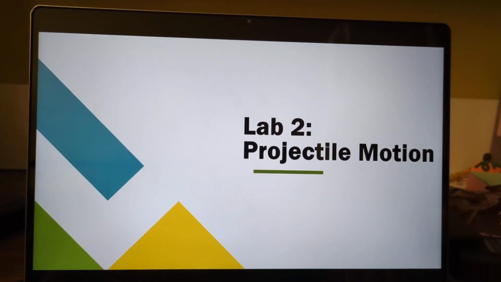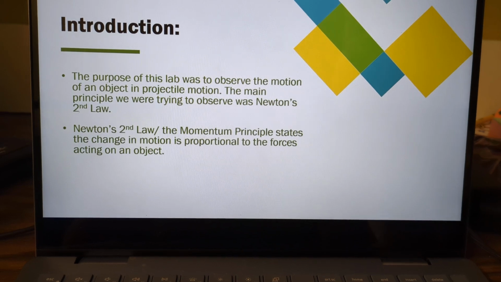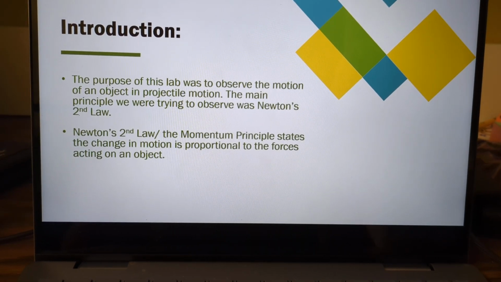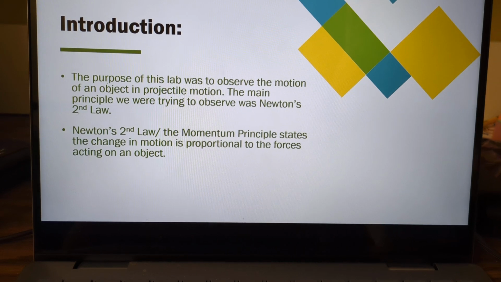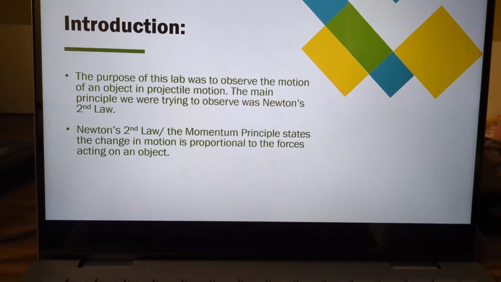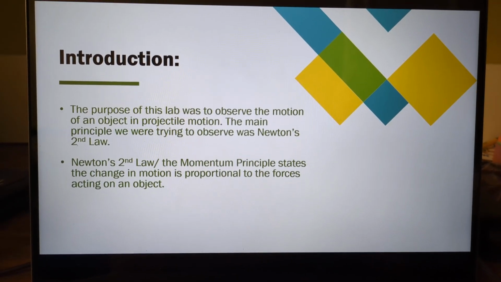Lab 2 Projectile Motion. The purpose of this lab was to observe the motion of an object in projectile motion. The main principle we were trying to observe was Newton's second law. Newton's second law states the change in motion is proportional to the forces acting on an object.